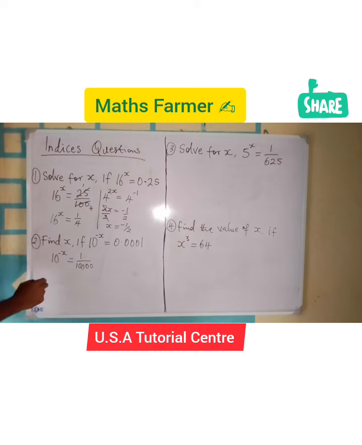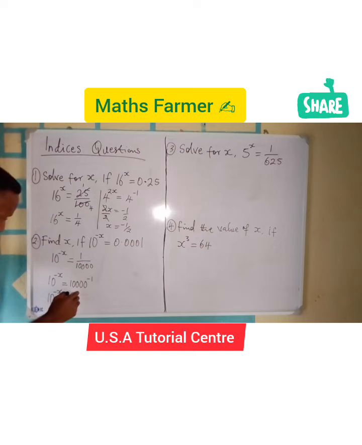So now, 10 raised to the power of minus x is equal to 1 over 10,000, which is the same thing as 10,000 raised to the power of minus 1. The laws of indices help us to do this. Since we have 10 here, we can make the bases the same. 10 raised to the power of what will give us 10,000? 10 raised to the power of 4.